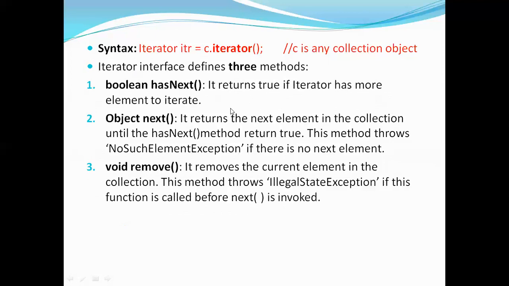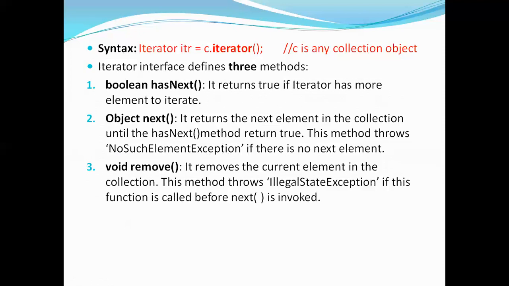Next thing is object next. So what does object next mean? It returns the next element in the collection until the hasNext method returns false. It will return every element one by one until hasNext says that there is no next element.